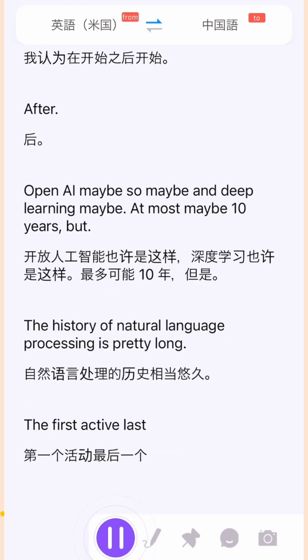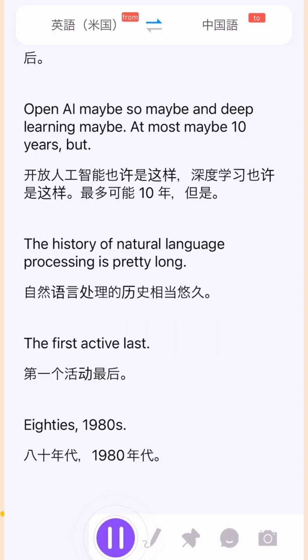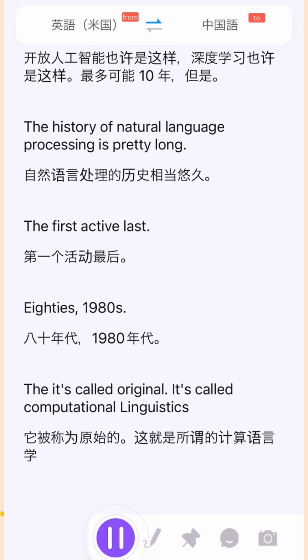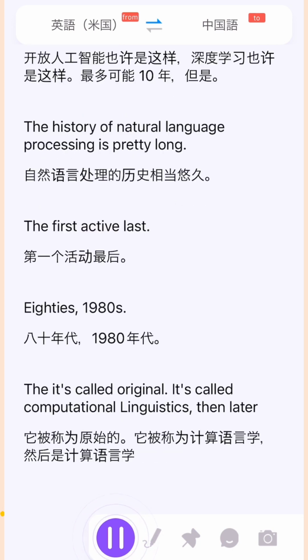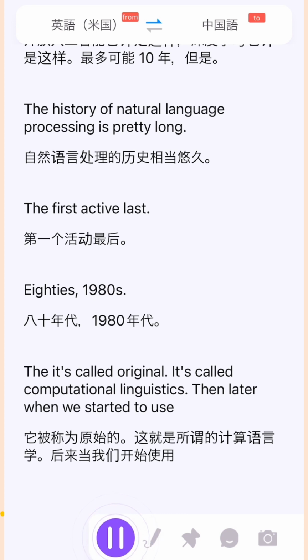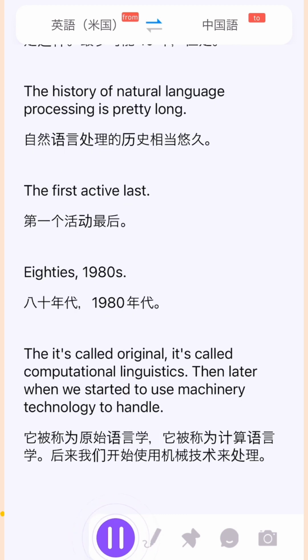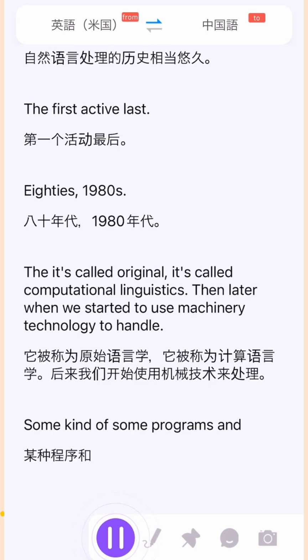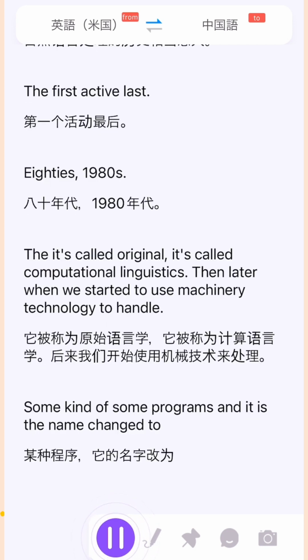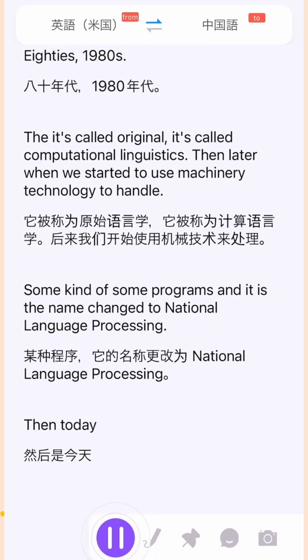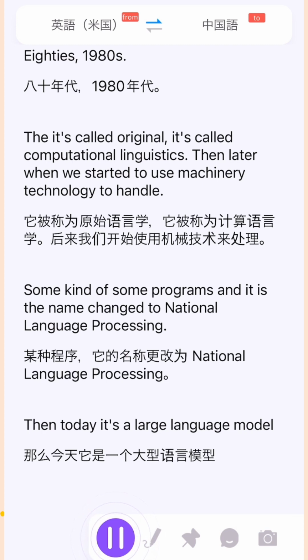It started in the 1980s. Originally it was called computational linguistics. Then later when we started to use machine learning technology to handle some problems, the name changed to natural language processing. Then today it's the large language model.